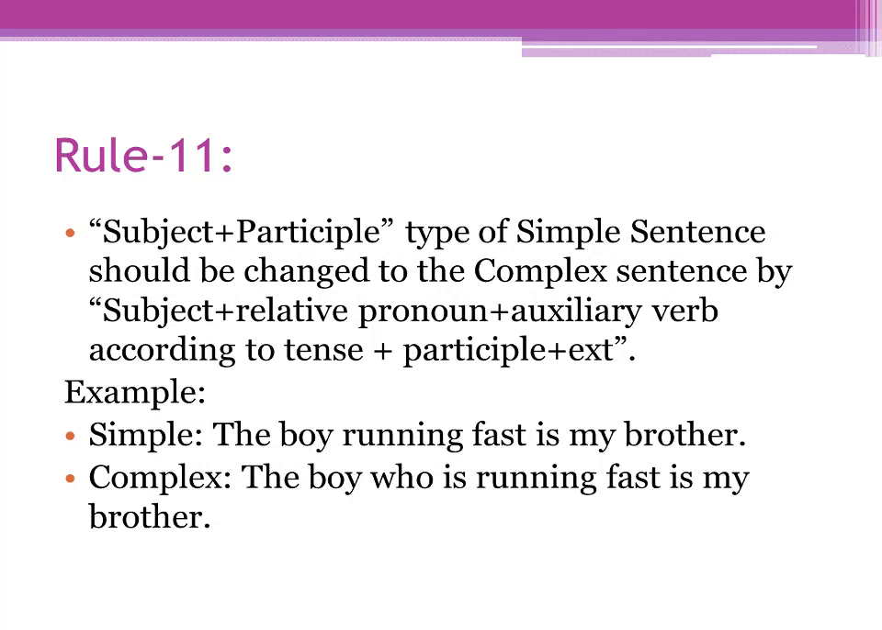Rule 11. Subject plus participle type of simple sentence should be changed into the complex sentence by subject plus relative pronoun plus auxiliary verb according to tense plus participle plus extension. Example: the boy running fast is my brother. Complex, the boy who is running fast is my brother.